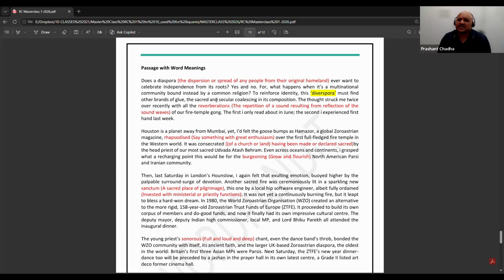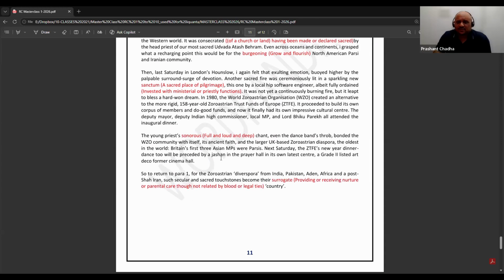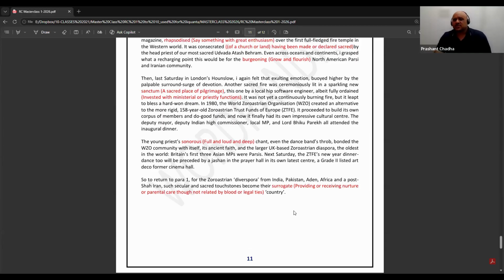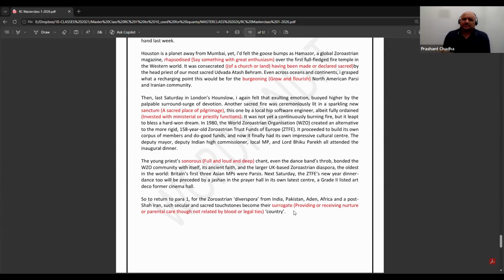To reinforce identity, this diaspora must find other brands of glue, the sacred and secular coalescing in its composition. Though the thought struck me twice recently when the reverberations of a temple going. The first I only read about. So now coming back to the first paragraph, from this diaspora, such secular and sacred touchstones become their surrogate country, right?